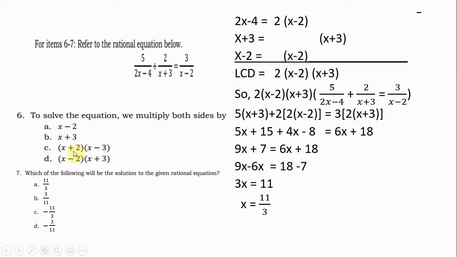Now, number 7. Which of the following will be the solution to the given rational equation? So, let's find out the solution. This time, we are to multiply each term by the LCD. So 2 times quantity x minus 2 times quantity x plus 3 times the first term, this one times the second term, and this one times the first term of the right side. When this is multiplied, this will cancel out, this will cancel out. So the answer is 5 times x plus 3.